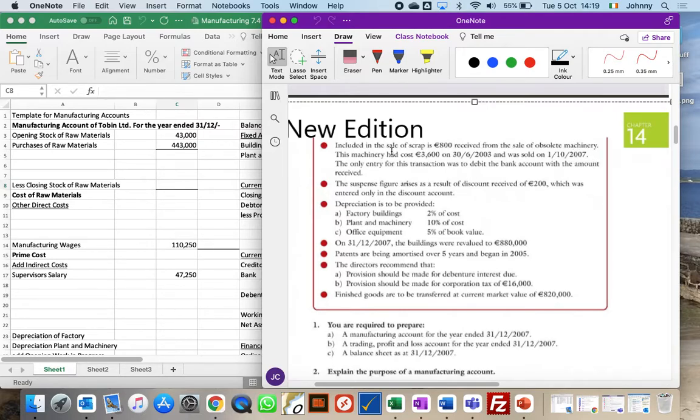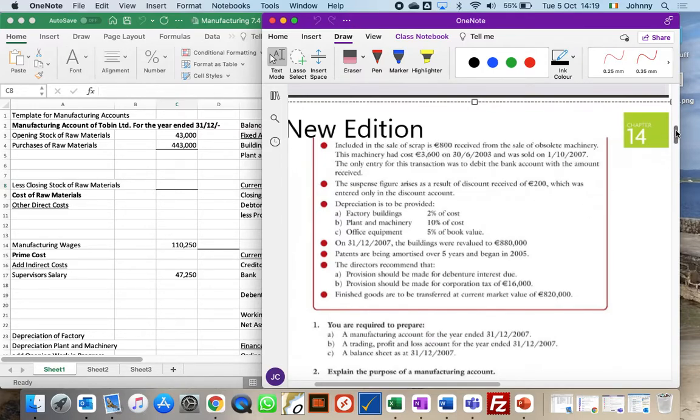This machinery cost 3.6 and was sold. The only entry made following the transaction was a debit in the bank account with the amount received. But we've debited the bank account and we've included it in the sale of scrap materials. So I'm going to take that out of sale of scrap materials.